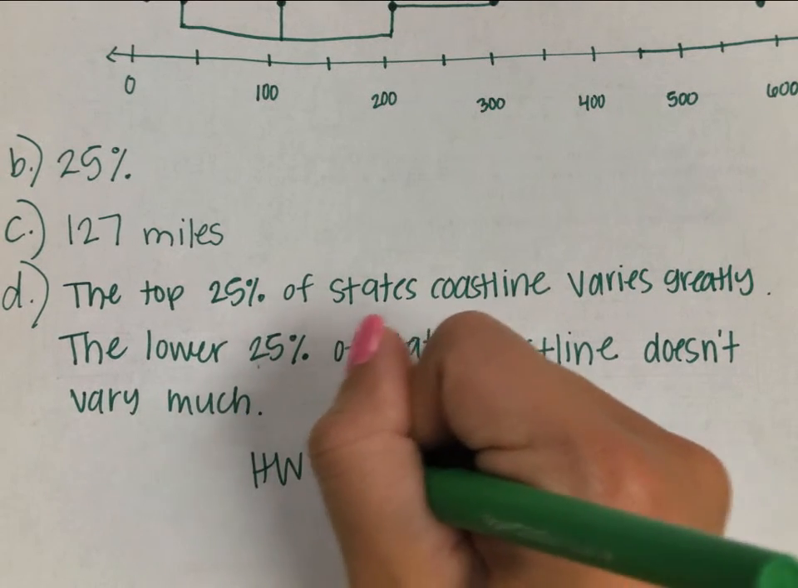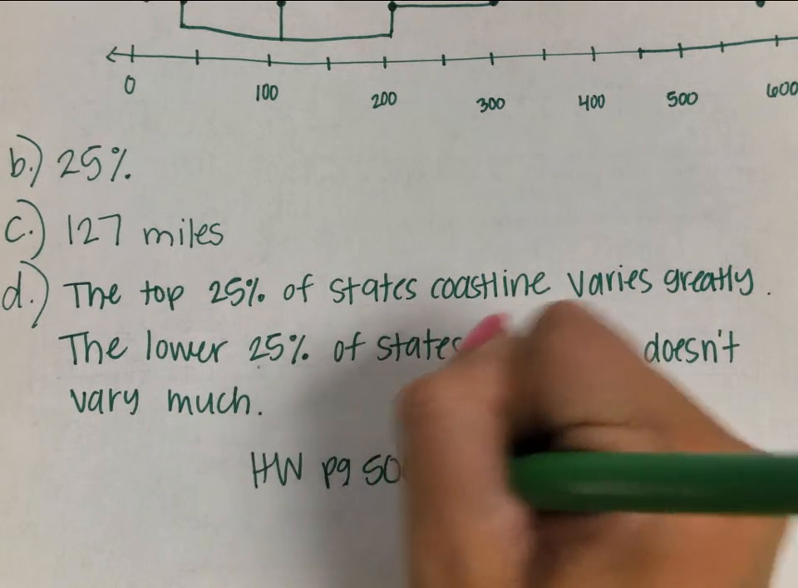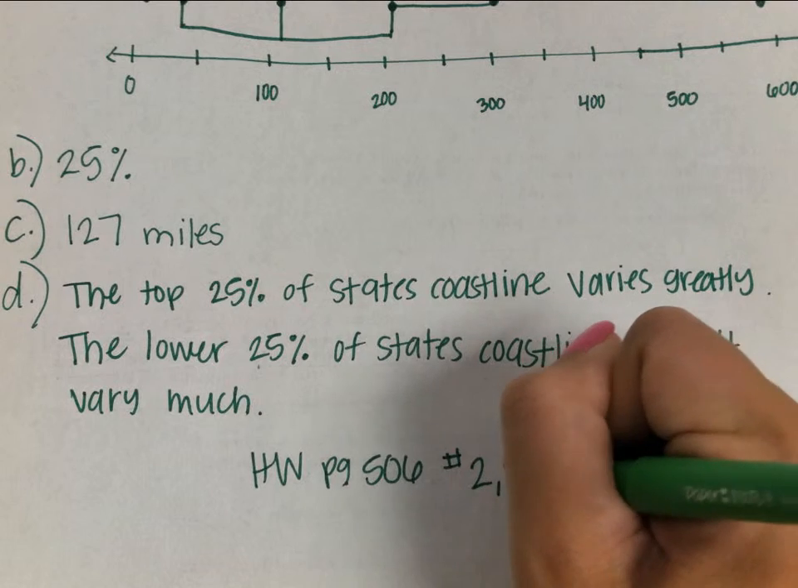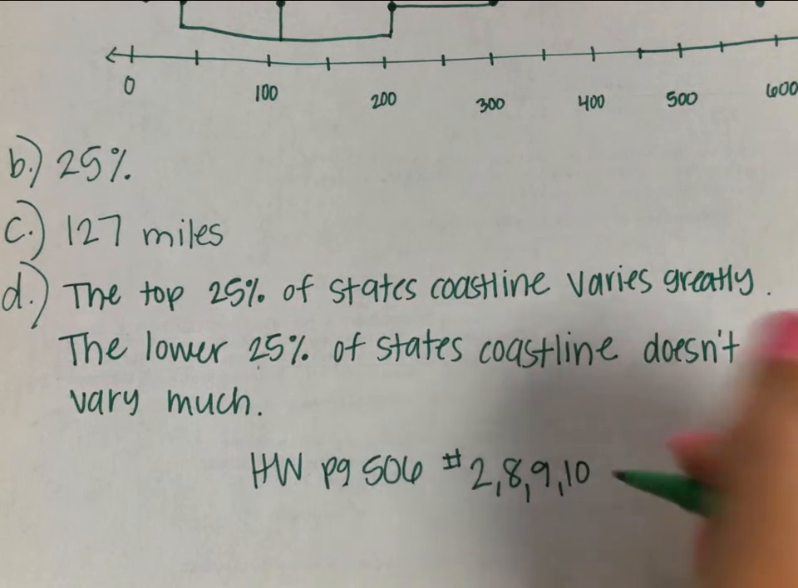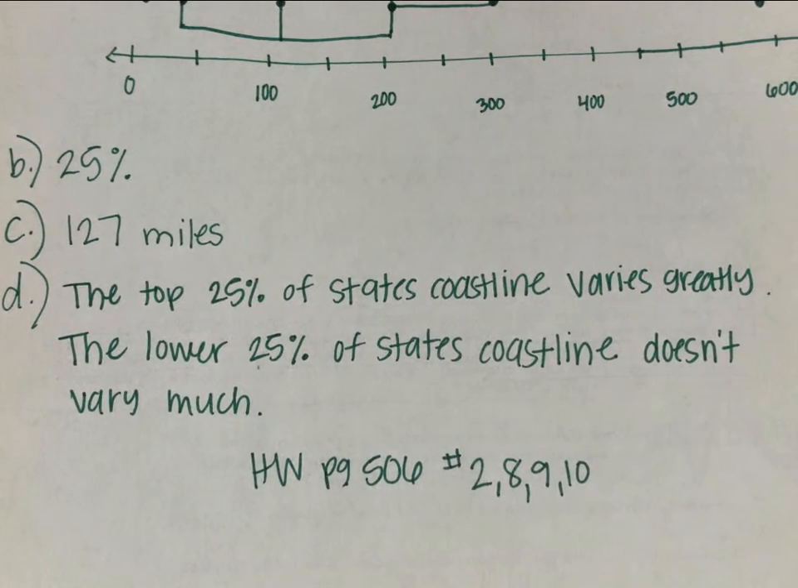Okay, so your homework is page 506, numbers 2, 8, 9, and 10. So only 4 problems. They've only got, I think, 2 parts to them. So I think it's like 9 or 10 problems total.